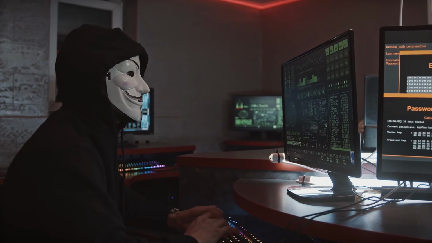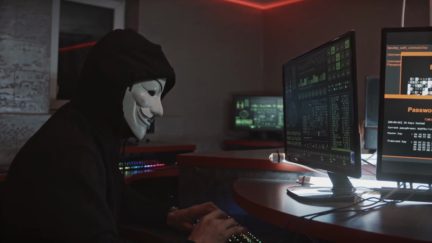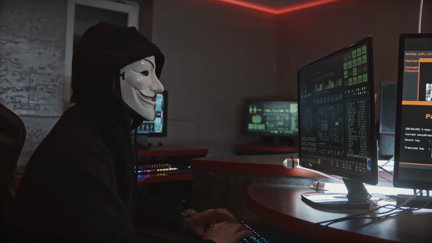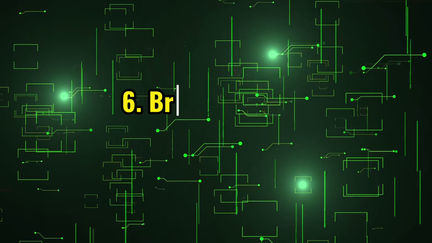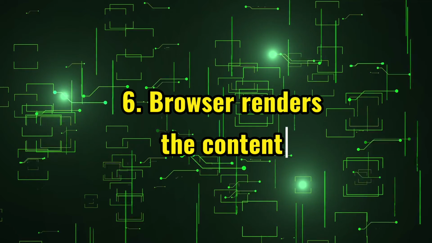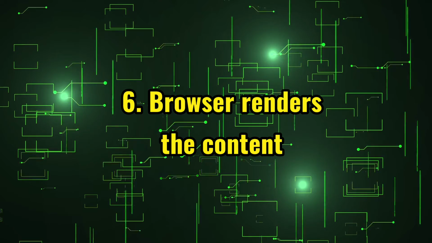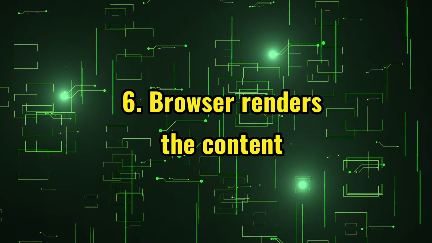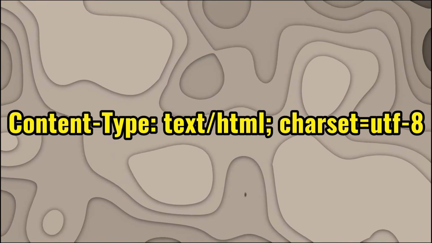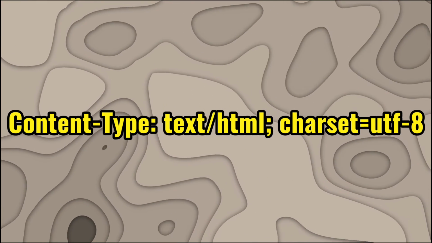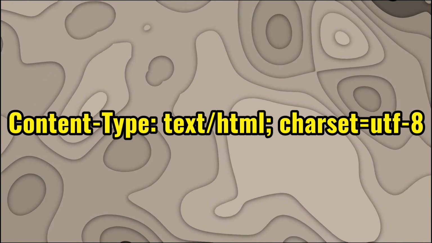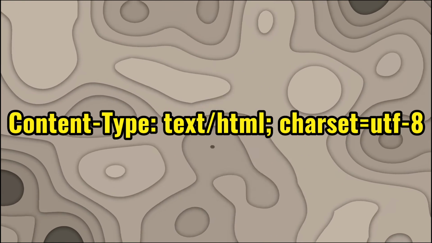Now that you know how the server builds the response to send back to the browser, let's take a look at how the browser handles the response. 6. Browser renders the content. Once the browser has received the response from the server, it inspects the response headers for information on how to render the resource. The content type header above tells the browser it received an HTML resource in the response body. Lucky for us, the browser knows what to do with HTML.